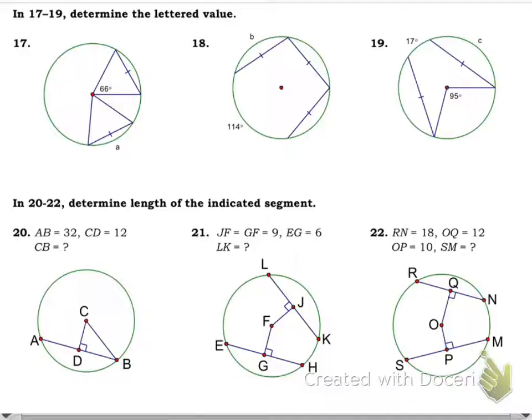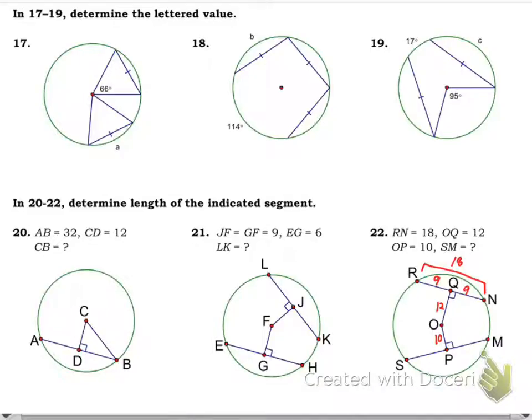22. So 22 says RN is 18. So this whole length here is 18. It says OQ is 12. It says OP is 10. And it says SM is some length. Okay. So what we need to do is, well, just in case this is necessary, that makes this 9. And it's going to make that guy 9.